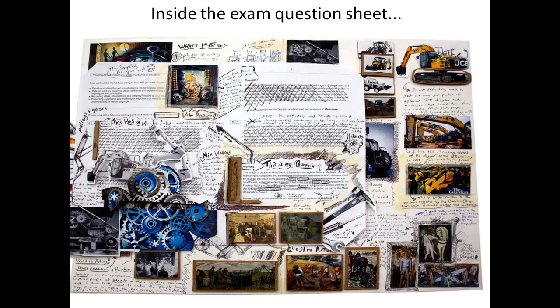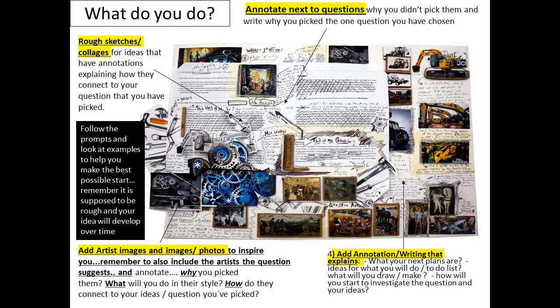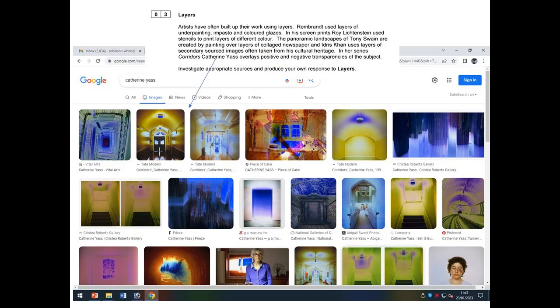This slide is a what to do slide, and it gives you prompts and tips for what to do on your exam question sheet, so please make sure you follow that. And as I've mentioned previously, please make sure you look at your question. Here's one for layers on the screen where it suggests different artists, in this case Catherine Yass. Even if you have no intention of looking at this artist or using them in your work, reference them, look at them. The question has suggested it, so it makes sense that you do that.